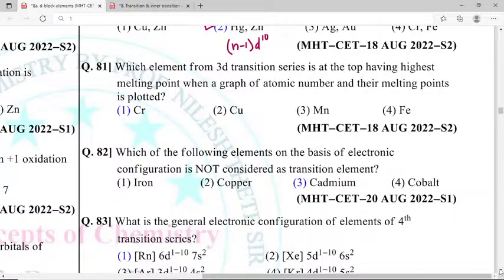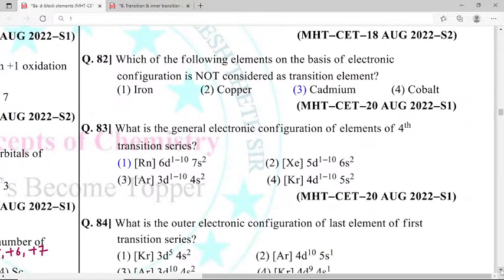Which element from the 3d transition series is at the top, having the highest melting point, when a graph of atomic number and melting point is plotted? Chromium. This is an important question for your 2026 exam. Chromium shows the highest melting point.